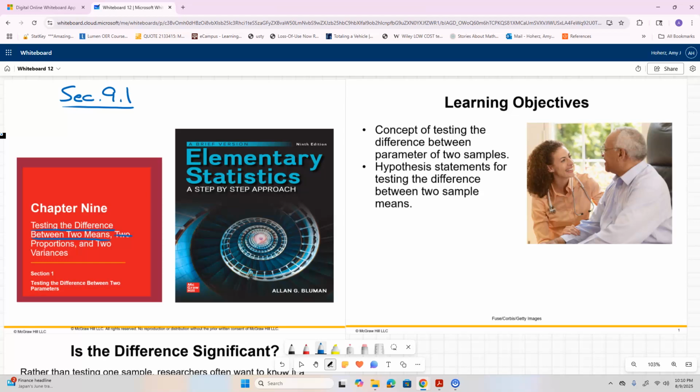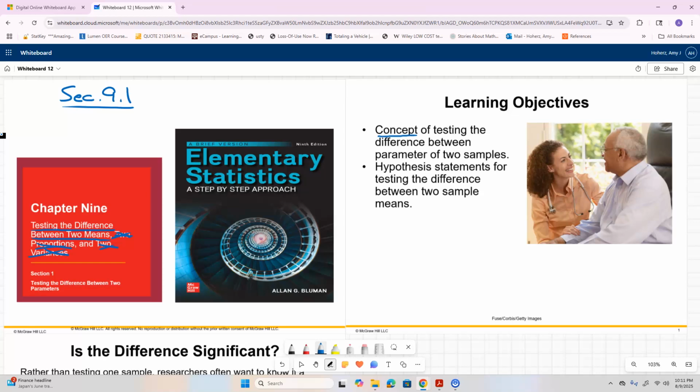We're not going to cover proportions, or variances, which we haven't done in any of the chapters. So we're only going to be doing means. Section 9.1 will be kind of an introduction, and then 9.2 will be means with a known sigma, a known population standard deviation, and then section 9.3 will be mean with only the sample standard deviation, not having the sigma.